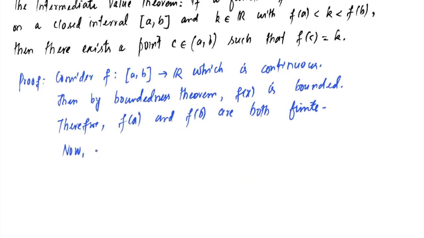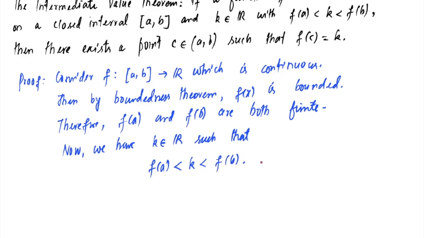Now suppose a real number k belongs to R such that f of a is less than k is less than f of b. Now at this stage we shall keep in mind that we can also have the situation like this: f of b is less than k is less than f of a. If we have this kind of situation, then we will have exactly the similar proof that we will take in the situation f of a less than k less than f of b.